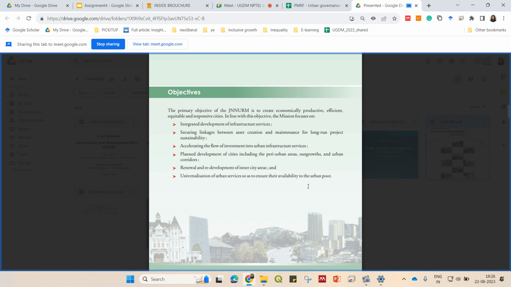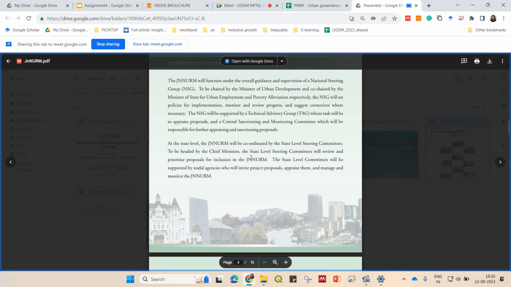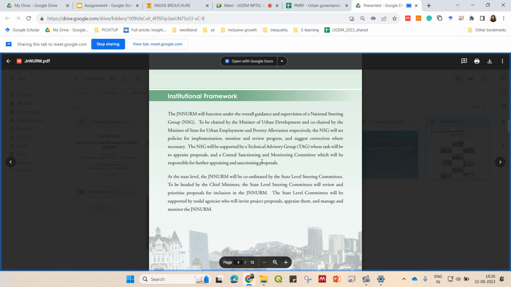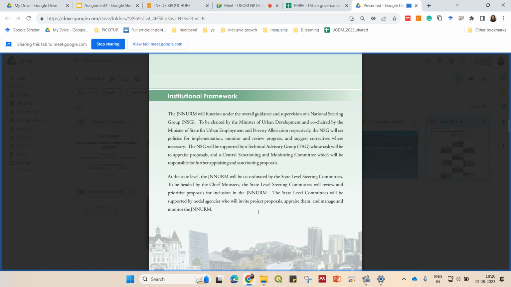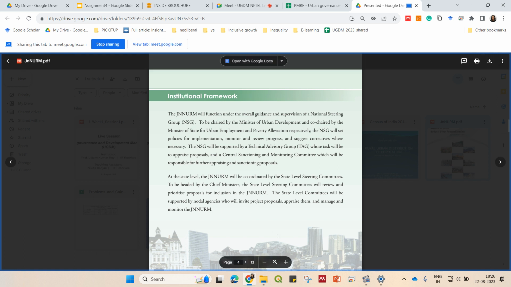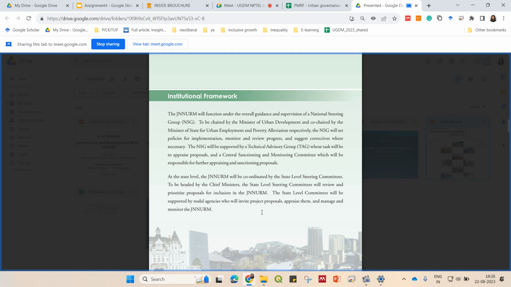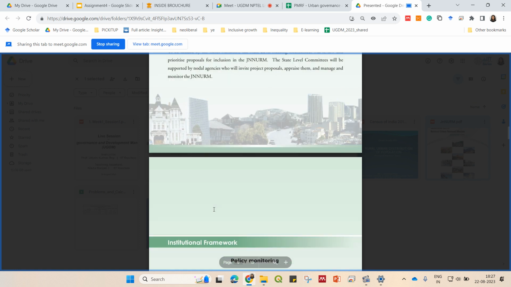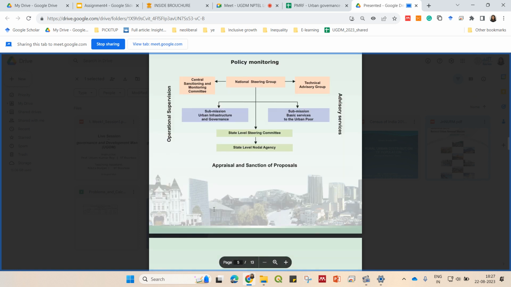So these are the key objectives. Apart from that, you can see the institutional framework. So here you can see which are the organizations or bodies of central, state, and local government which were a part of the institutional framework of the JNNURM, and from this you can get a better idea of whether it was a top-down approach-based reform or a bottom-up approach-based reform, or what kinds of things the JNNURM suggested.